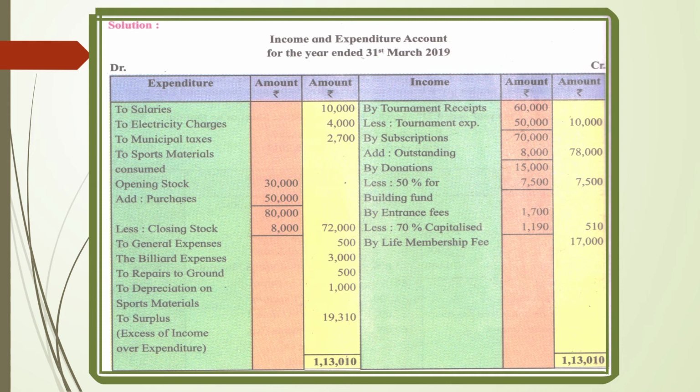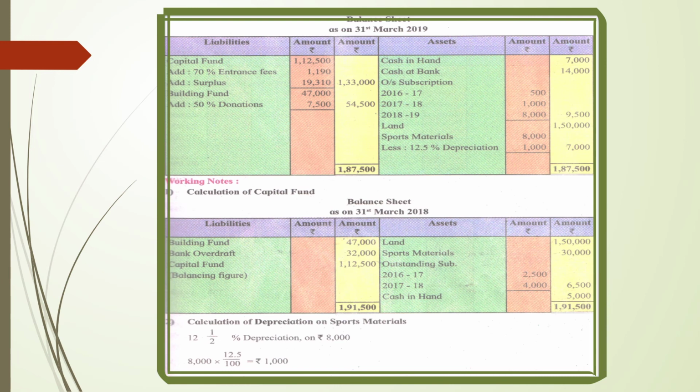What is closing cash in hand? 7,000, and closing cash at bank 14,000, which is mentioned in the closing balance sheet. Cash in hand 7,000 on the asset side, and cash at bank 14,000 on the asset side. So students, we have already cleared the items of the receipts and payments account. See the adjustments, additional information.